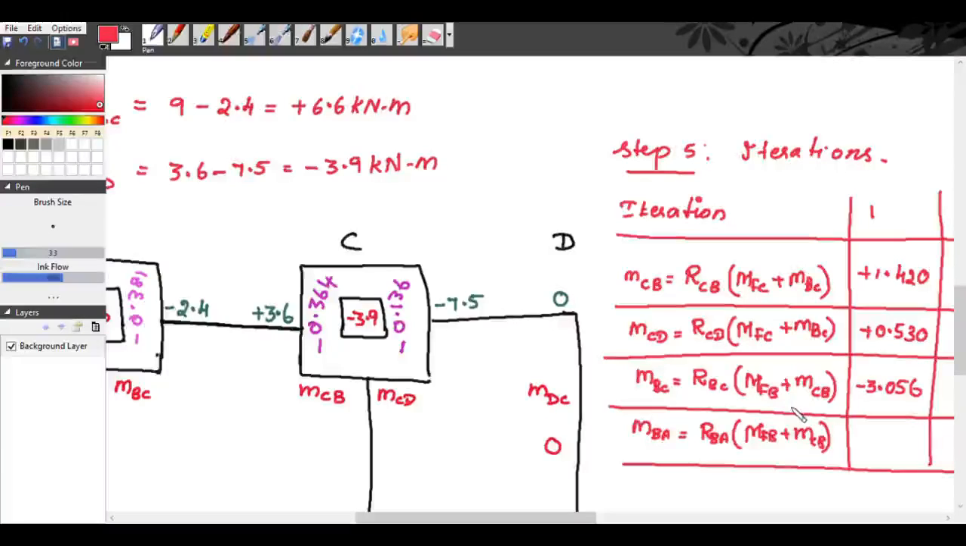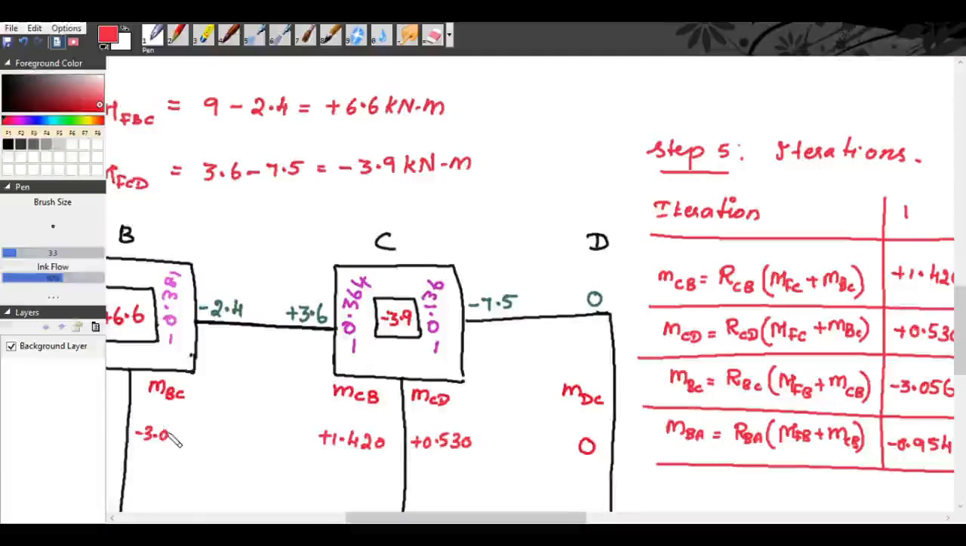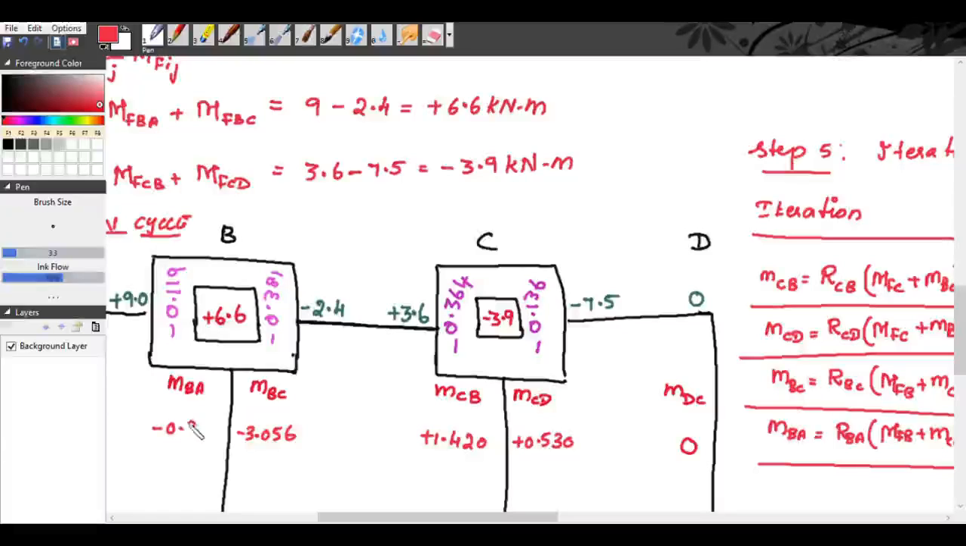MFB is plus 6.6, plus MCB. We have calculated MCB as plus 1.420. So we get MBA as minus 0.954. Since I don't have space here, I have told you the values; you have to substitute and you can find them. So now we will write the results of the first iteration: MCB is plus 1.420, MCD is plus 0.530, MBC is minus 3.056, and MBA is minus 0.954.